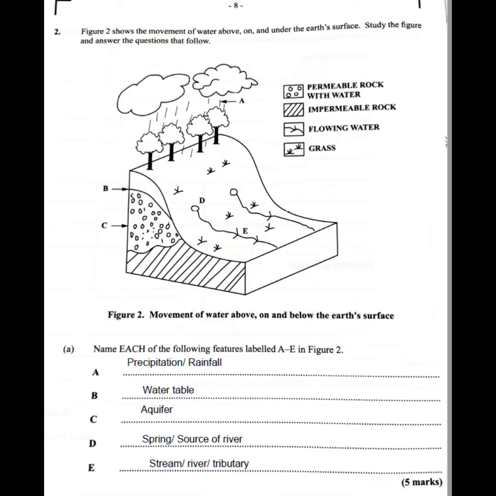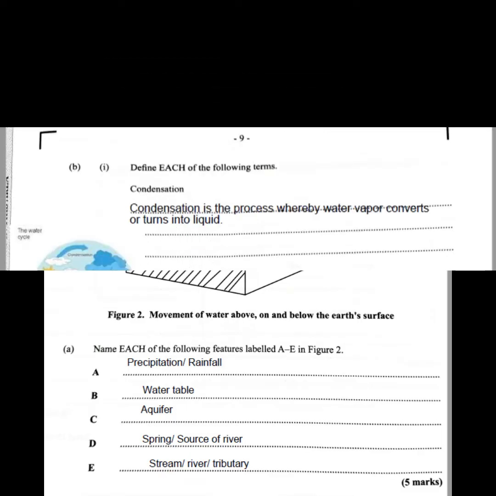Just to go over, at A, we have precipitation or rainfall. At B, we have water table. At C, we have aquifer. At D, we have springs or sources of river, and at E we have streams, rivers, or tributaries. Once you are able to properly label A to E, then five marks belong to you.